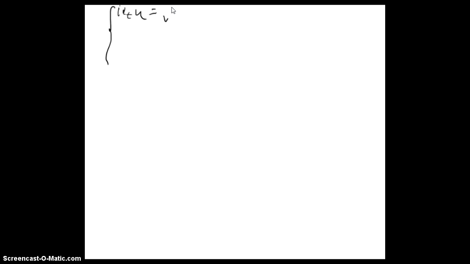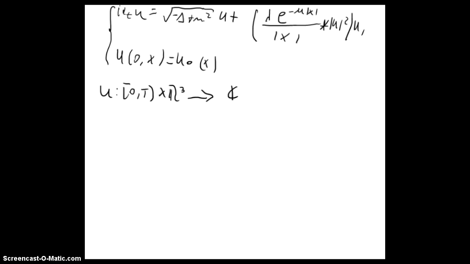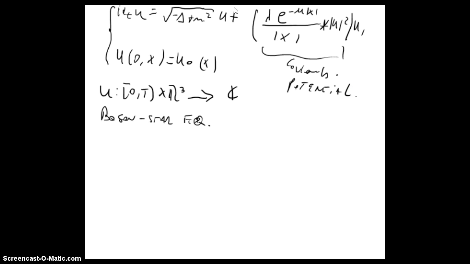i∂_t u = square root of (minus Laplacian plus m squared) u plus λ (e^(-μ|x|)/|x|) convolution |u|² u, and here we will have u(0) = u0(x), x in R³, complex valued. Okay, this is called the relativistic Schrödinger equation or Boson Stars equation with a Coulombian potential. Okay, you can have any other potential, we're considering this one.